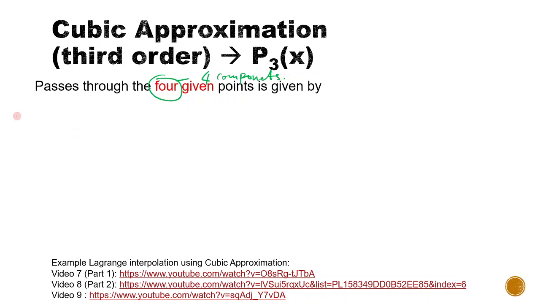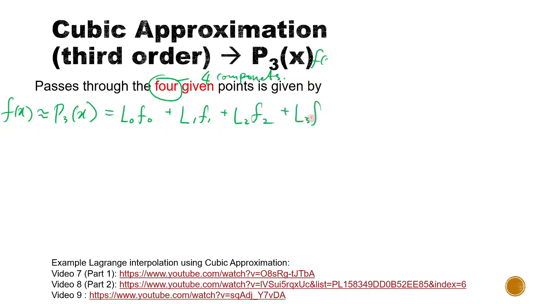Okay, so similar. If I write it, it really is long. So it will be F, X equivalent to P3(X), which is similar to F X0 plus L1 F1 plus L2 F2 plus L3 F3. Even though there are 4 components, the value starts with 0, so that's why there's only up to 3. So 0 to 3 is 4.